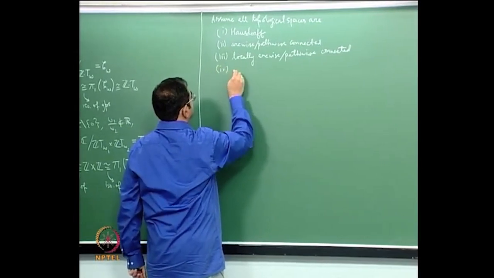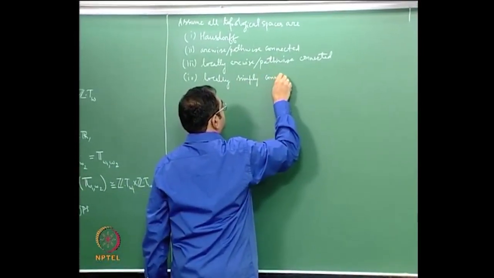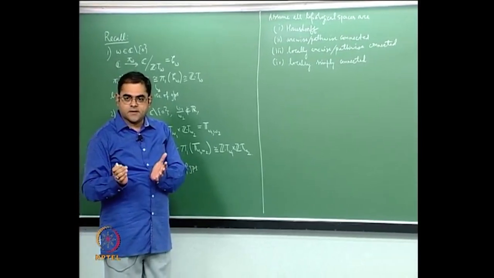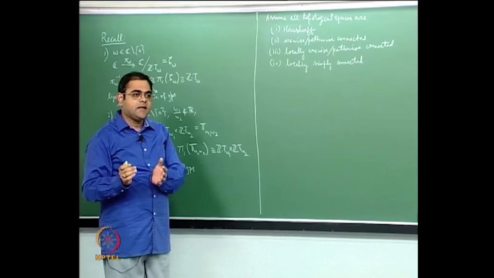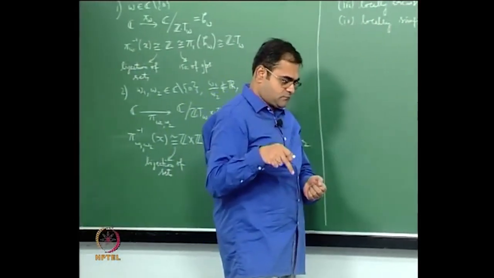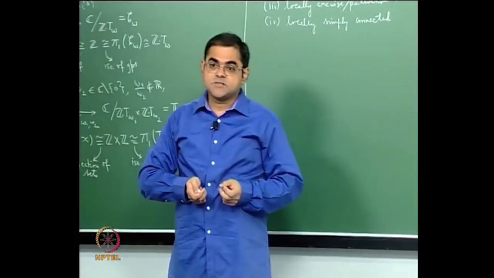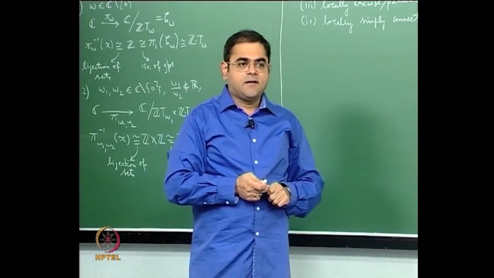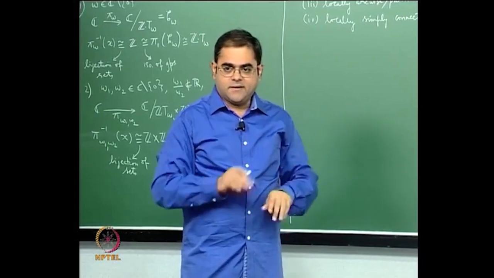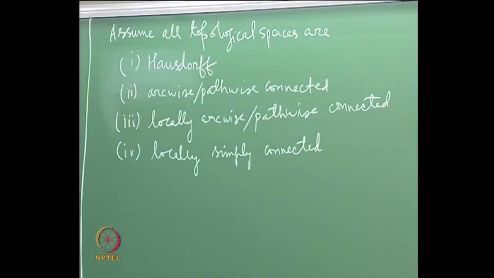Then the fourth one is locally simply connected. This is the condition that every point has an open neighborhood which is simply connected, namely that any closed path in that neighborhood can be continuously shrunk to a point. A closed path means a continuous image of an interval which starts at one point and ends back at the same point. One sometimes refers to this as a loop based at a point. The condition for simply connectedness is that this loop can be continuously shrunk to zero, and that can happen only if there are no holes in that neighborhood. So we put all these conditions in what follows.